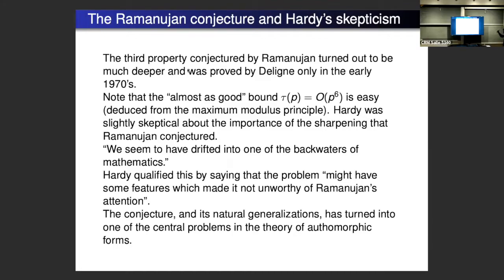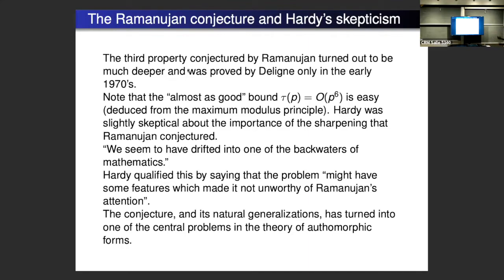So he said that maybe because of this third conjecture of Ramanujan, we seem to have drifted into one of the backwaters of mathematics. But of course, Hardy did qualify this remark, by saying that the problem might have some features which made it not unworthy of Ramanujan's attention. Perhaps he himself didn't see what the point of it was, but because Hardy respected Ramanujan and his intuition, maybe he decided to give it some possible importance, which Ramanujan saw and he didn't see.